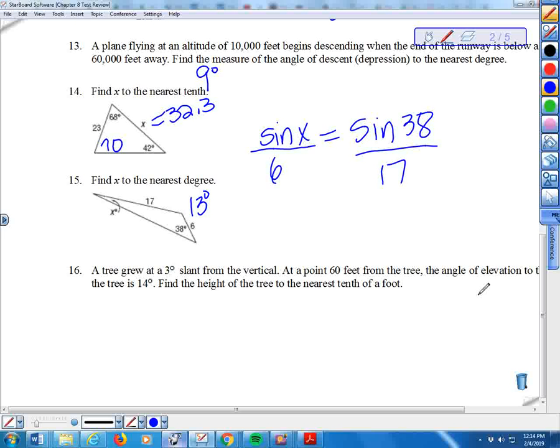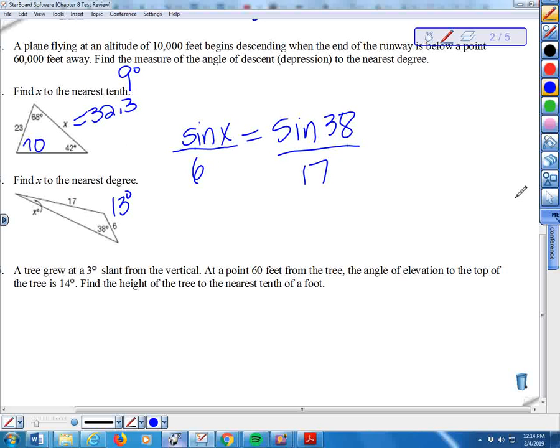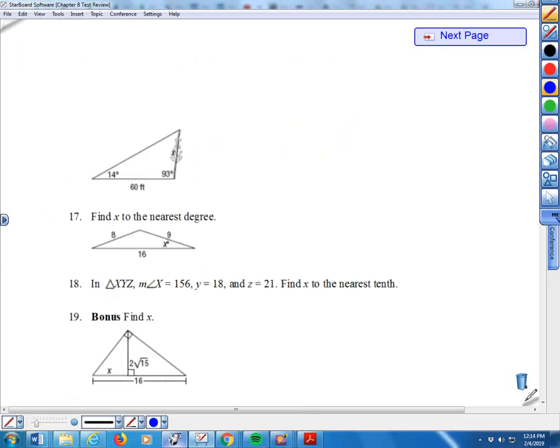A tree grew at a 3-degree slant from the vertical. At a point 60 feet from the tree, the angle of elevation to the top of the tree is 14 degrees. There's the drawing. Still can't use just a plain trig function because this is not a 90-degree angle anymore. It's 3 degrees past.